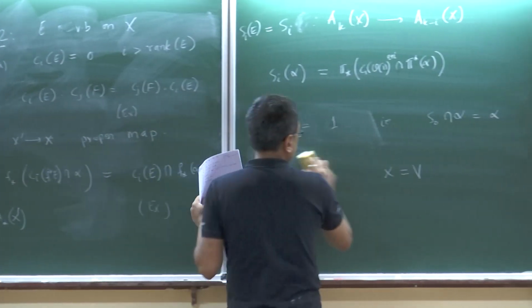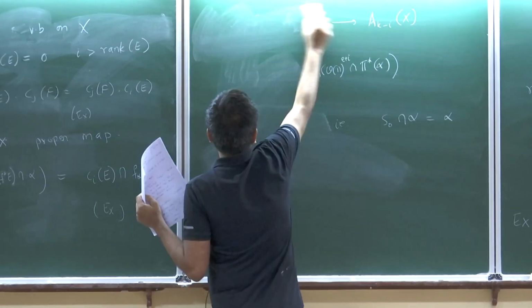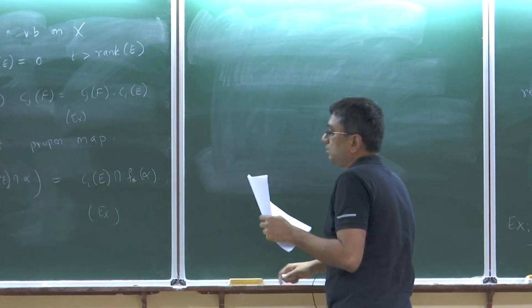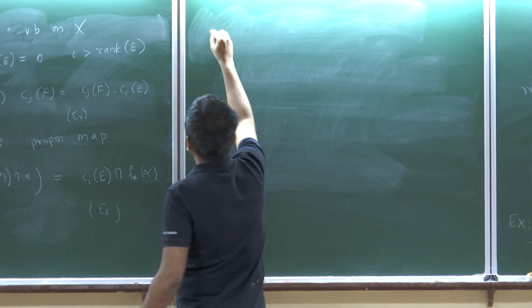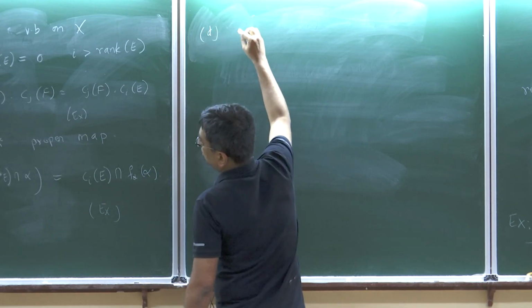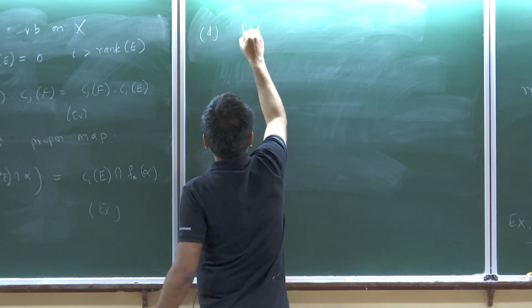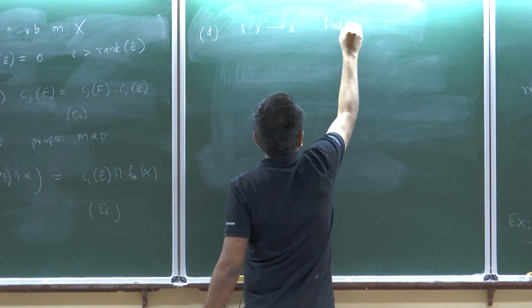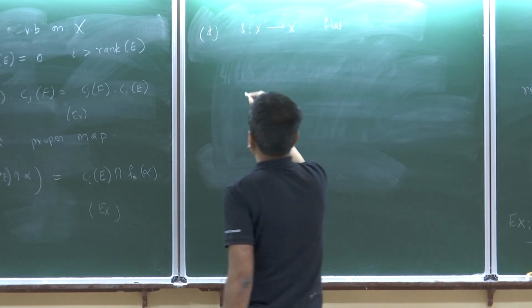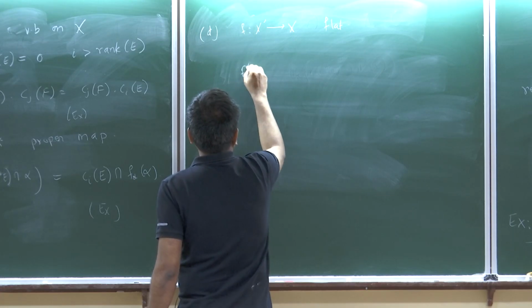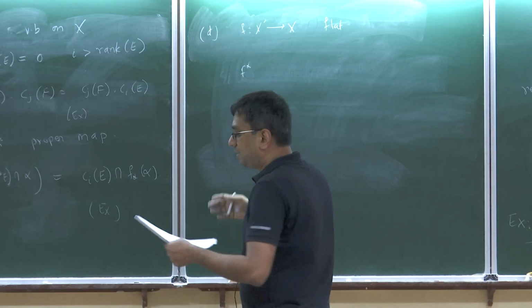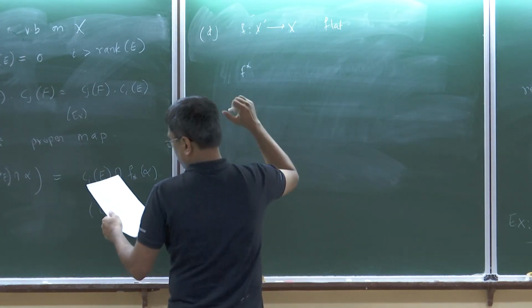So okay, next is commutativity with respect to flat, so functoriality with respect to flat pullbacks. So if F from X prime to X is a flat morphism, okay, then F upper star of, now how do I pull back an operator? I'll have to write that whole formula.